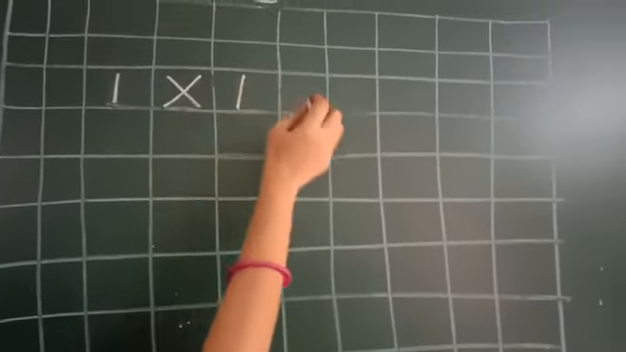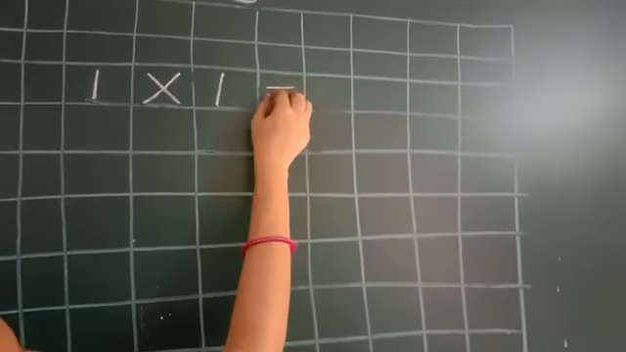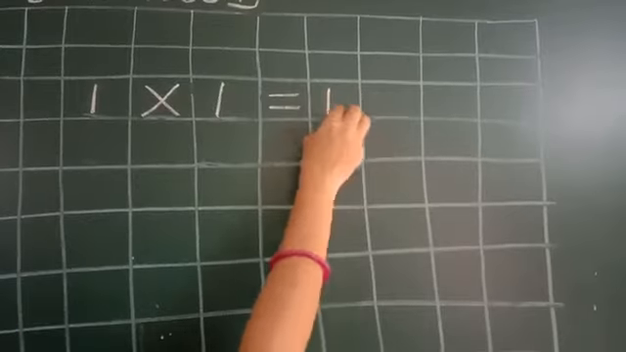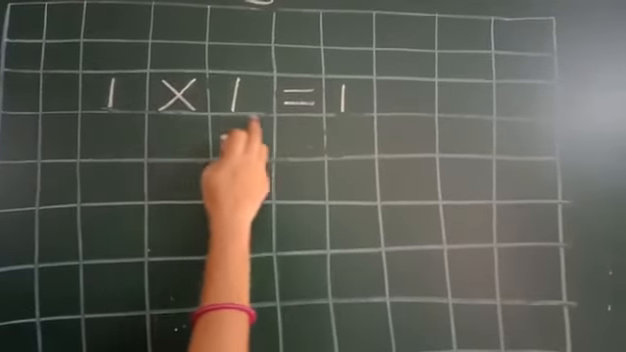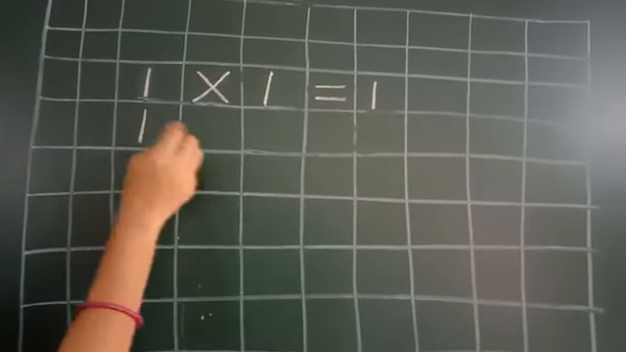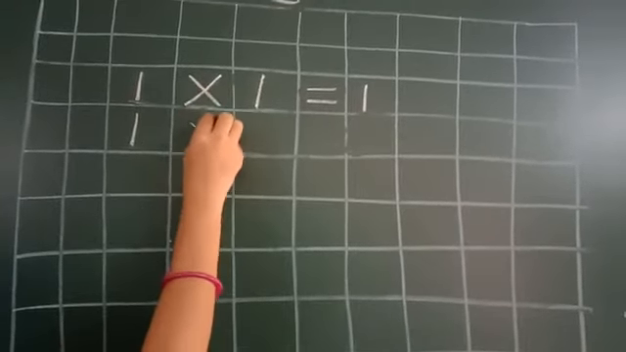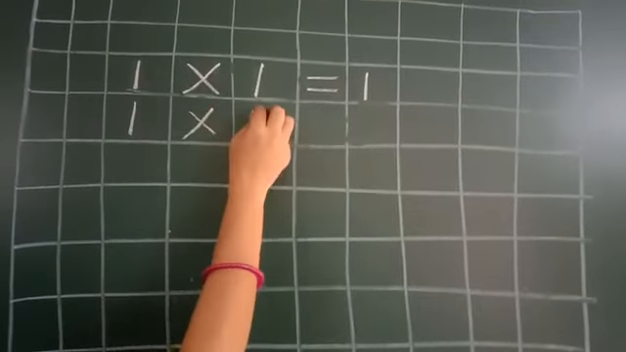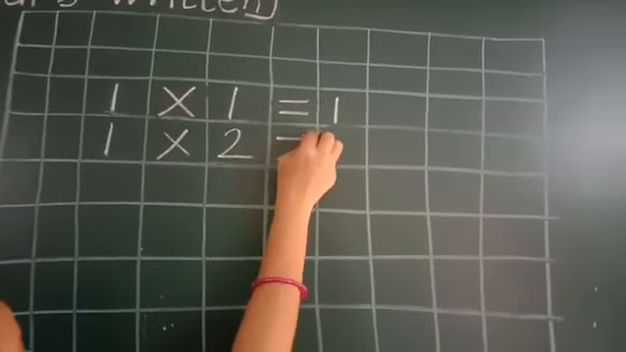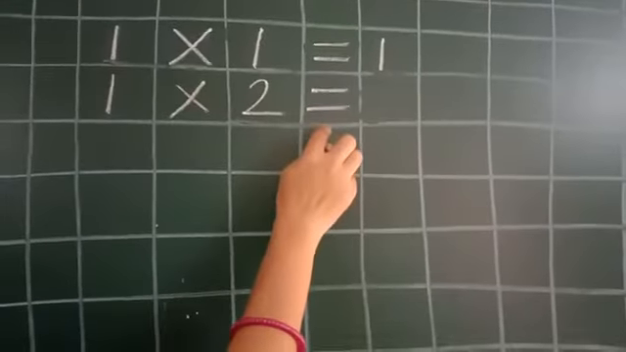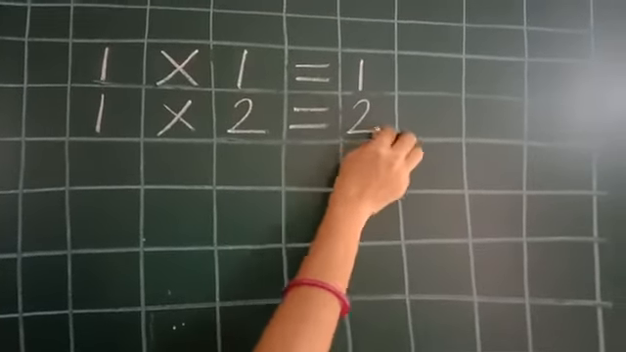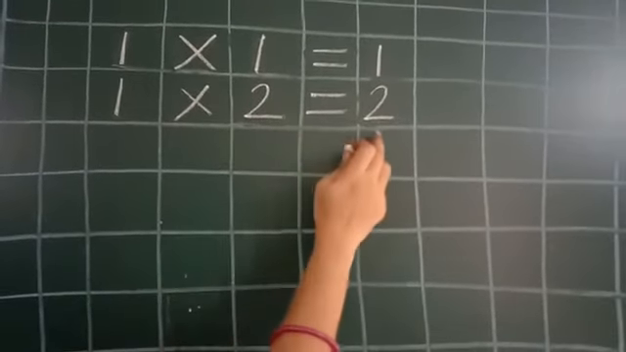Next, 1, two sleeping lines, is equal to 1. Next 1, multiply 2, dash, is equal to. Right, 2. 1 two za 2.